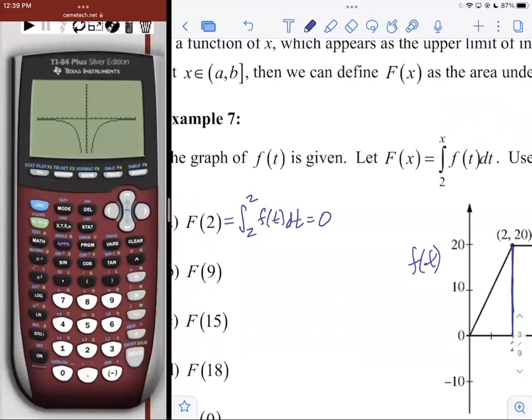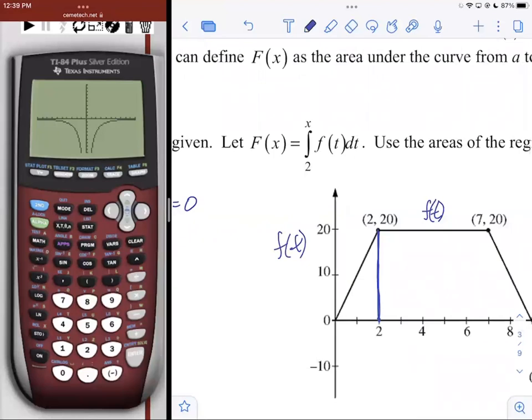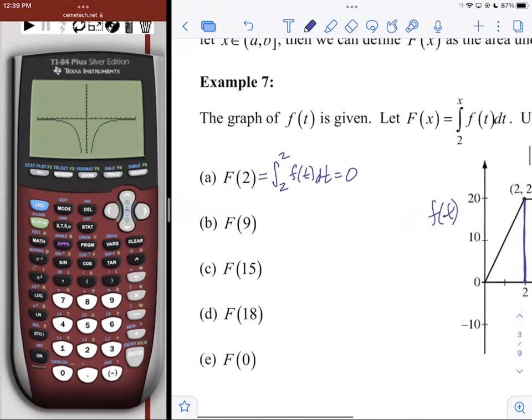If you want to think about it in terms of an area, the height would be 20, right? But what's the width from 2 to 2? 0, and 0 times 20 is 0. So you can think about it both ways. All right, so that one was an easy one.